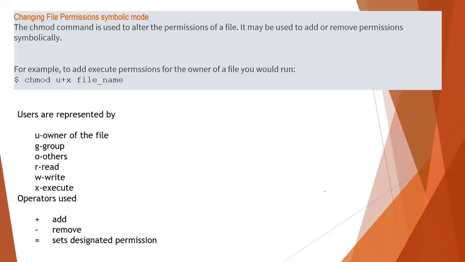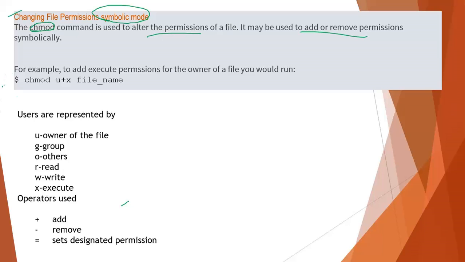Okay. Next, coming to how to change these permissions. Changing of permission can be done by using the command called chmod. Chmod is the command that is used to alter or change the file permission. That is, either you can add or remove the permission. There are two methods. One is the symbolic method, and the other is called the absolute method. We're going to discuss one by one.